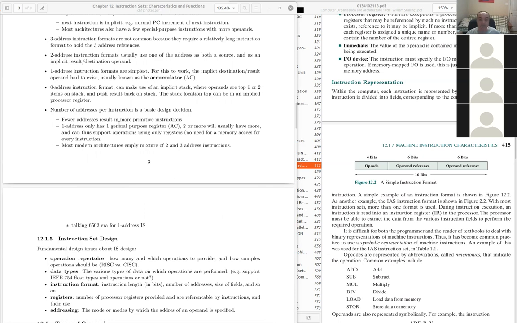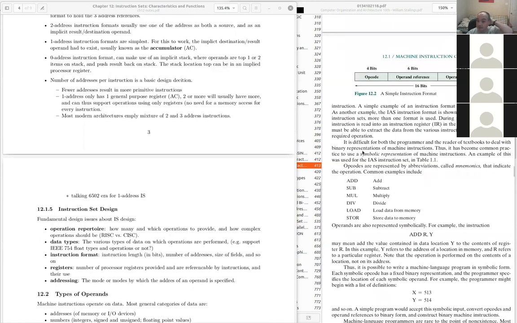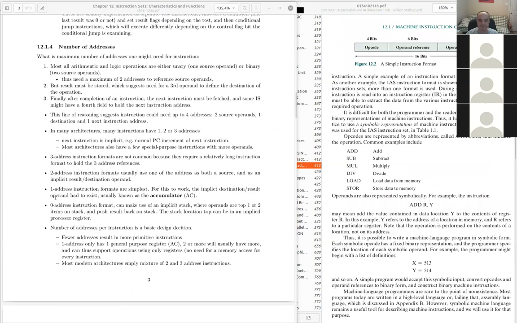So this number of addresses represents a basic design decision. The fewer addresses result in more primitive instructions. So zero and one address. In fact, one address, I don't know if there's any real CPU processors that have used zero address at the instruction set architecture. One address were pretty common for the very first CPU.